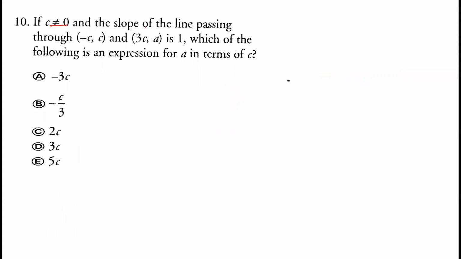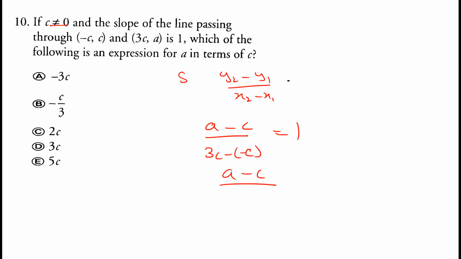Now if c is not equal to 0 and the slope of the line passing through minus c, c and 3c, a is 1, which of the following is an expression for a in terms of c? Again, slope is y2 minus y1 divided by x2 minus x1. So this would be a minus c over 3c minus minus c, equals 1. So a minus c over 3c plus c equals 1. So a minus c equals 4c, a equals 5c. So the correct option is E.